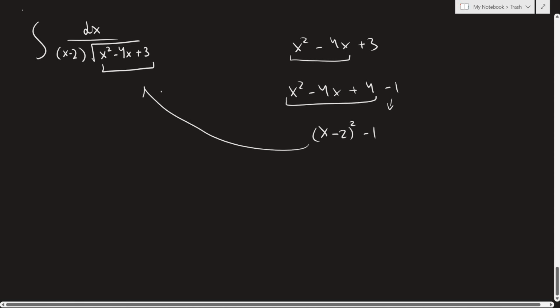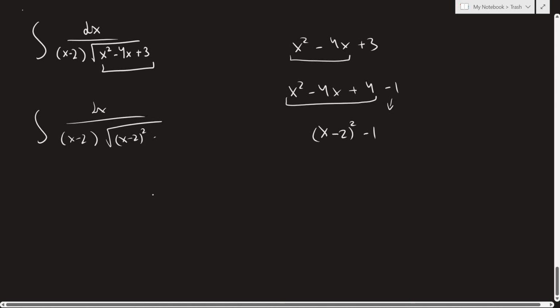All right, now replace this here. It's going to be dx over x minus 2, x minus 2 again, squared minus 1. All right, we have x minus 2 on both sides, so why not take u as x minus 2? du will equal 1, so du is equal to dx. So it will look like this: du over u radical u squared minus 1.